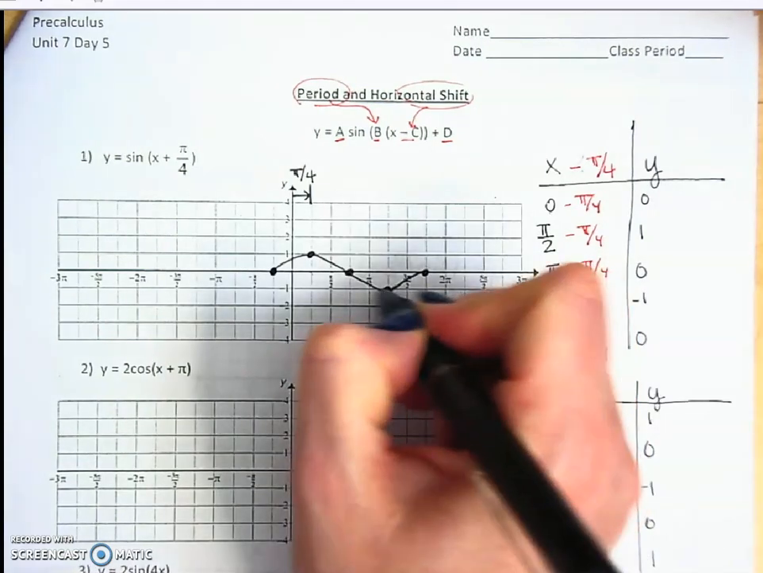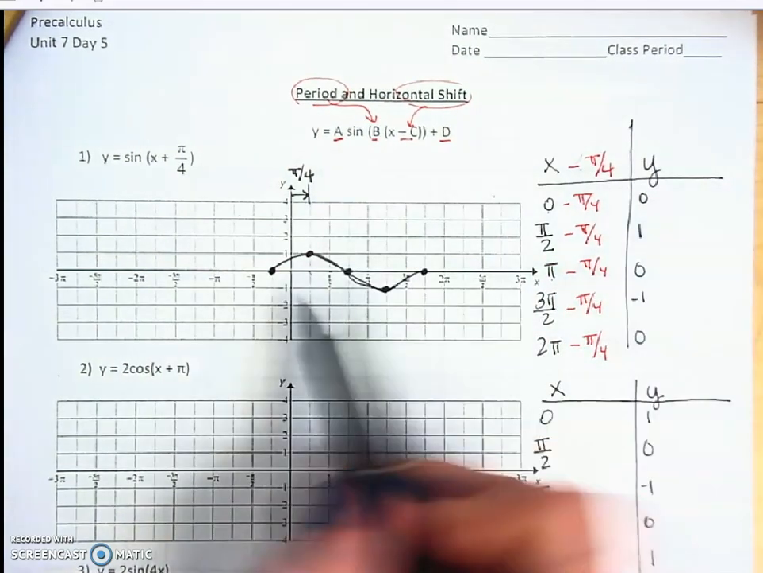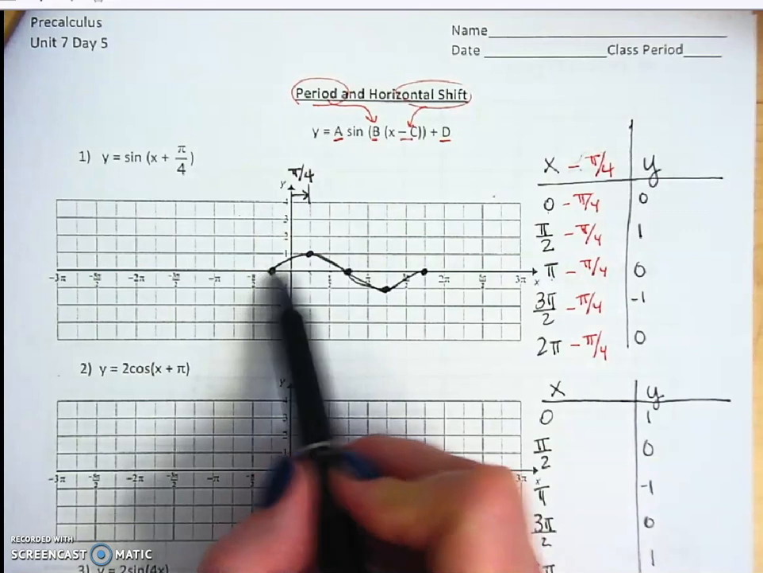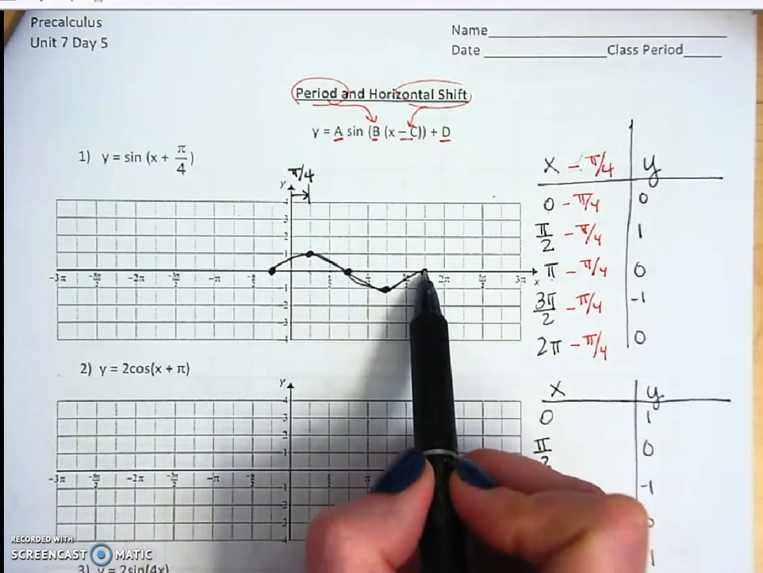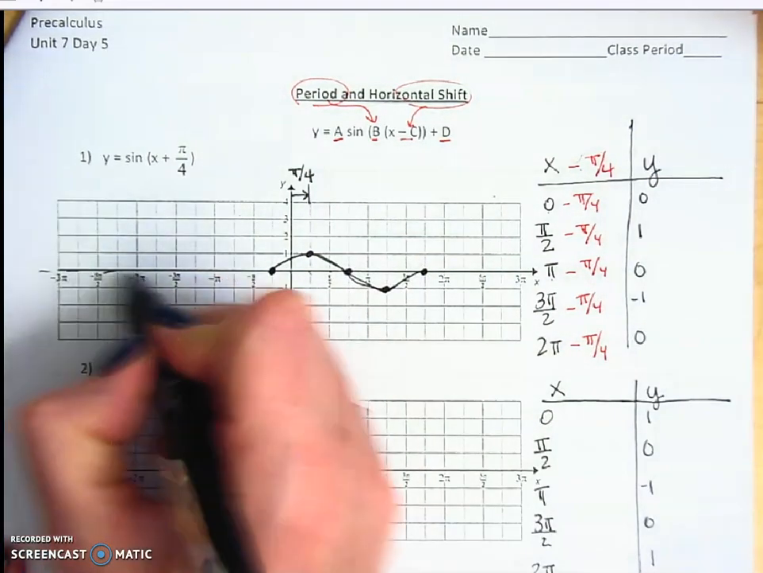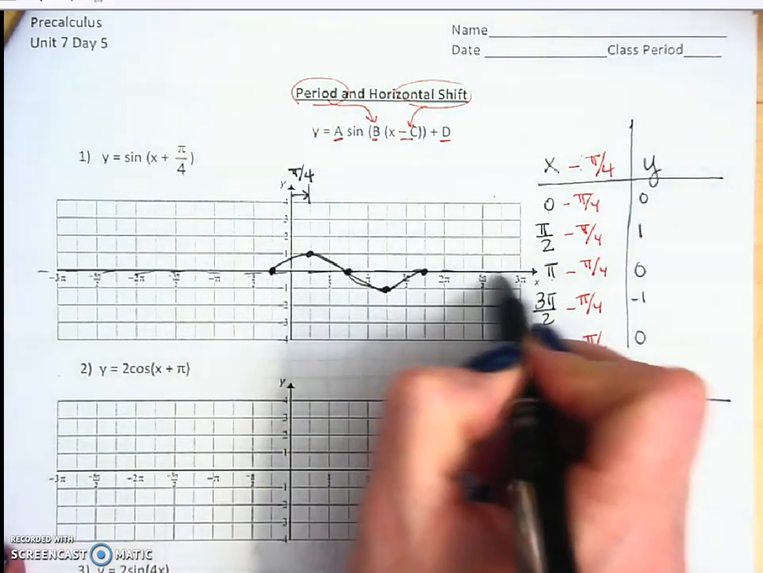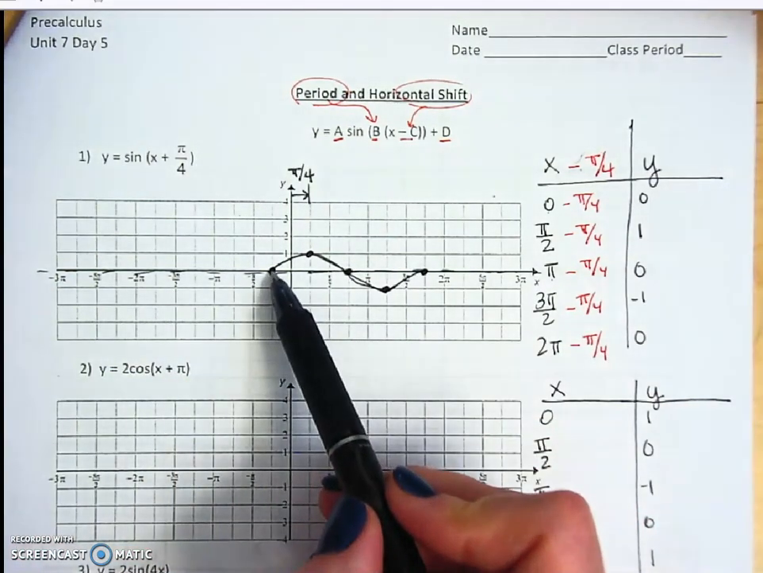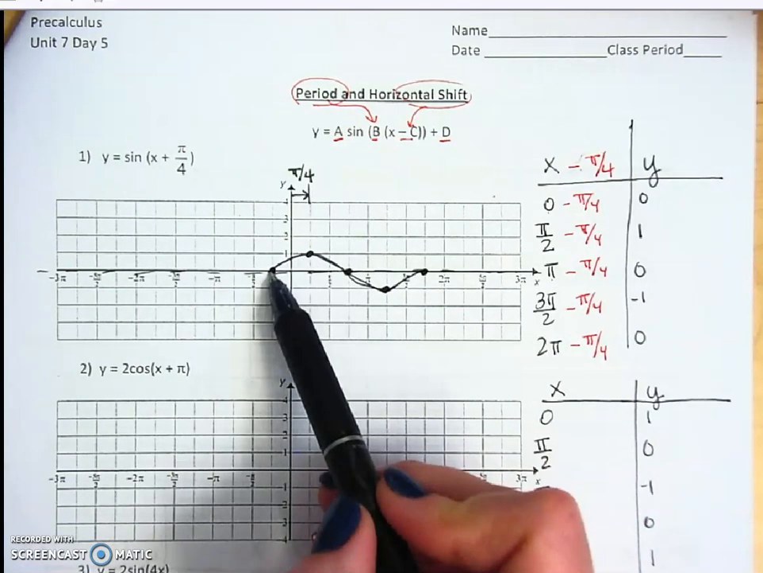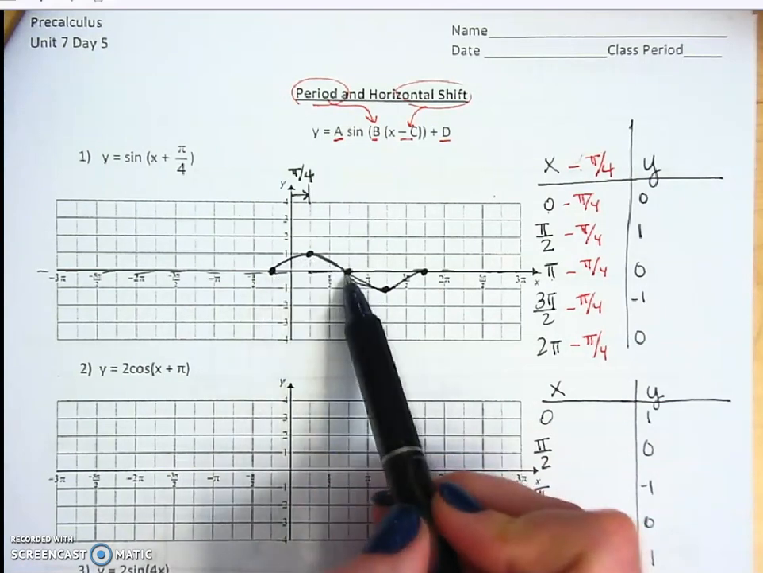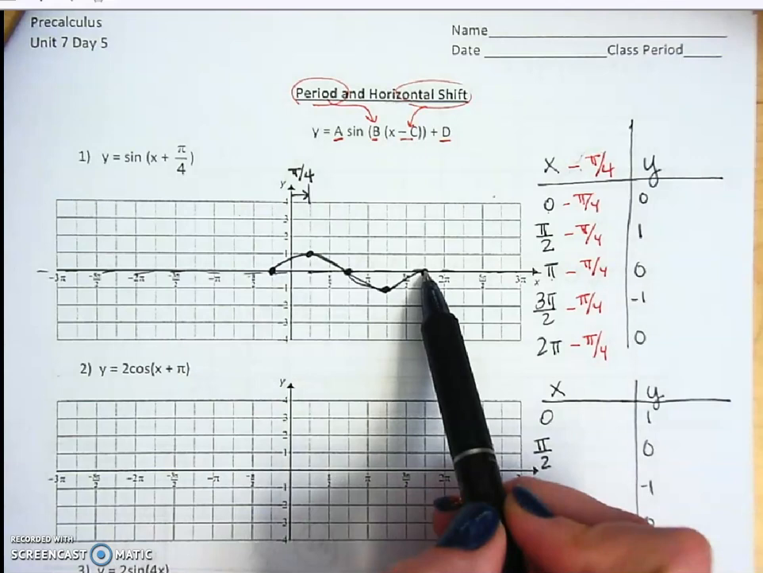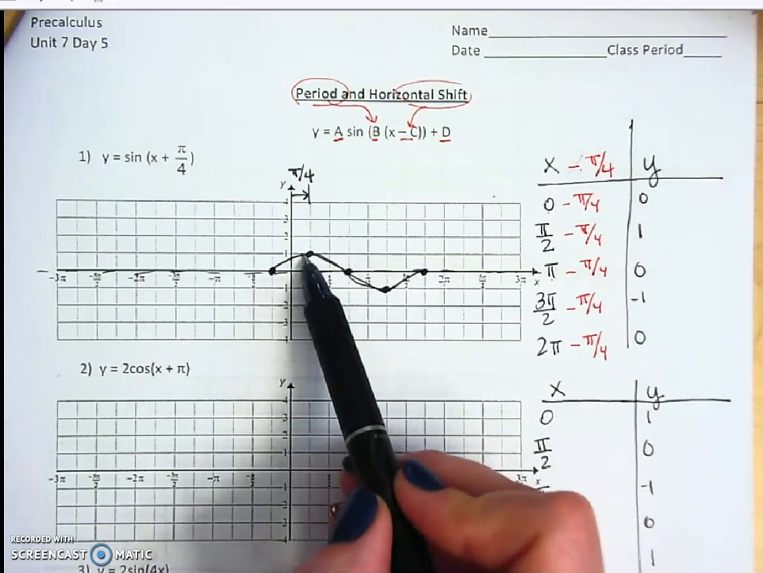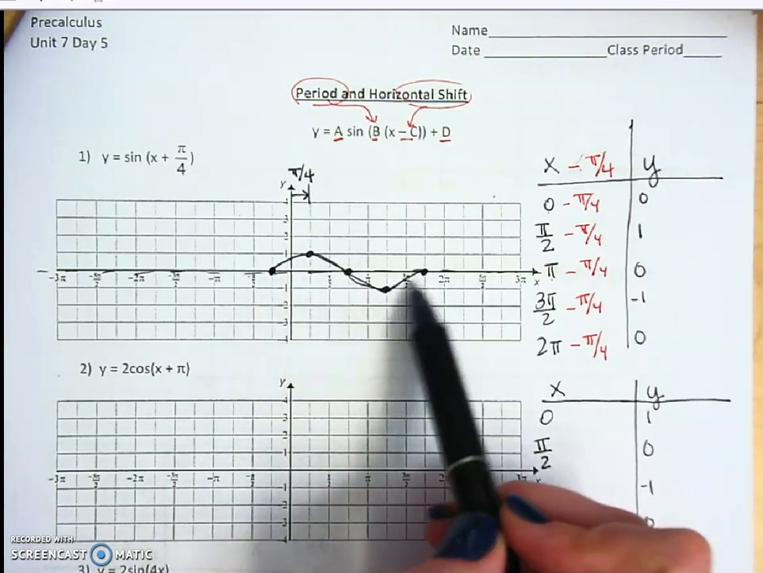And I want you to notice a pattern here. One cycle has 1, 2, 3, 4, 5 points. And we have our midline here. So the pattern is going to be midpoint, max point, midpoint, min point, mid. So middle, maximum, middle, minimum, middle.